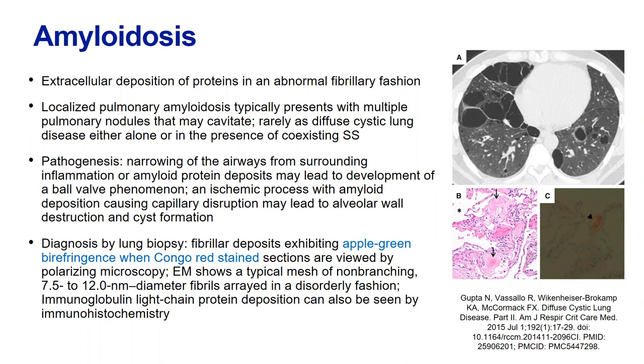When you get histopath on these patients, you are going to see that they have these intraparenchymal cystic areas. And then you'll also see amyloid deposits. And when you use a Congo red stain, you'll see that they exhibit this apple green birefringence.